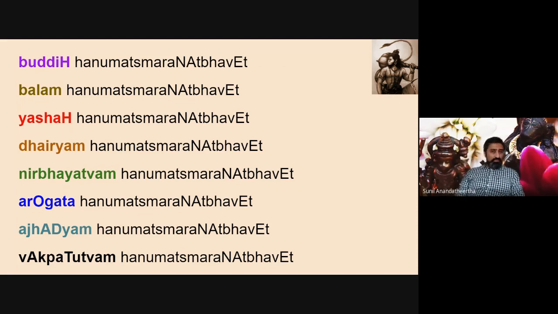Why financial health? Because even financial health is needed if you want to be yasho, isn't it? You need financial health if you want to help yourself in the society, and also to help others in the society. That means swadharma and paradharma, if you want to do them. That is also needed. And ajhadyam.